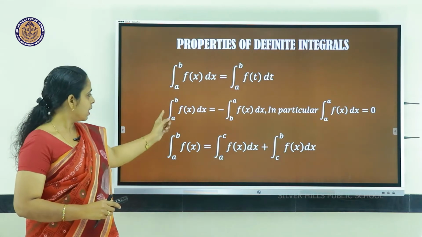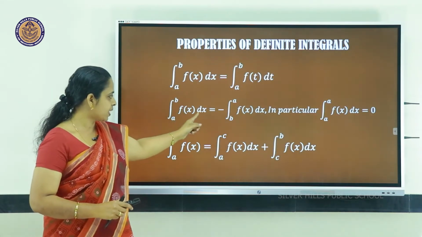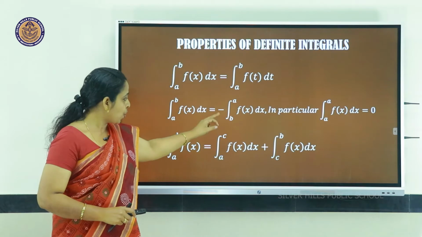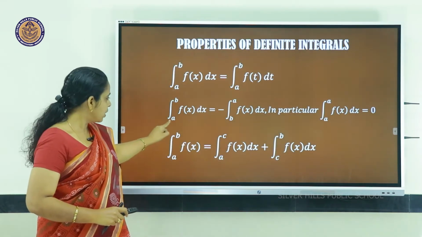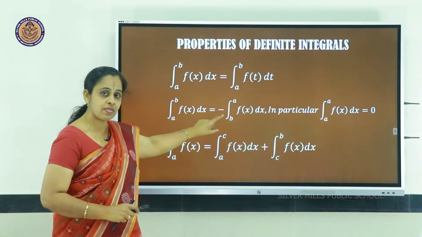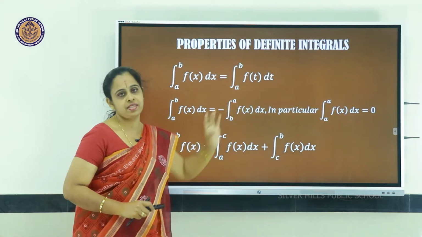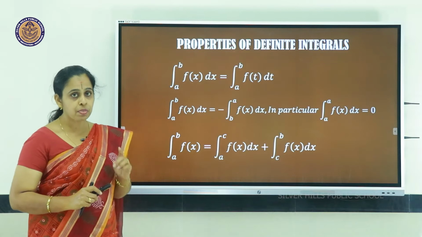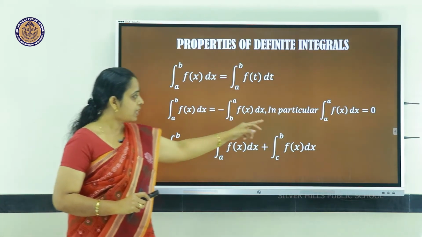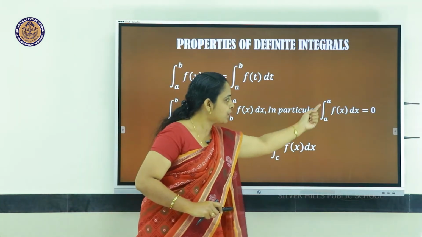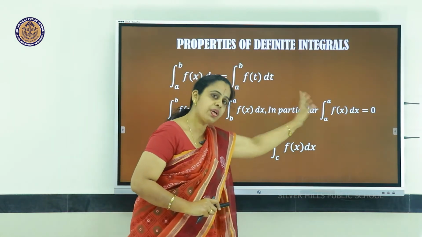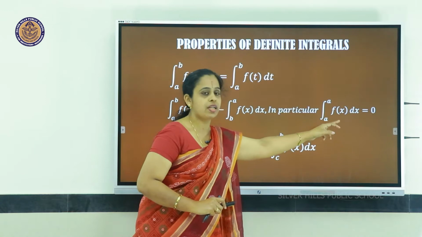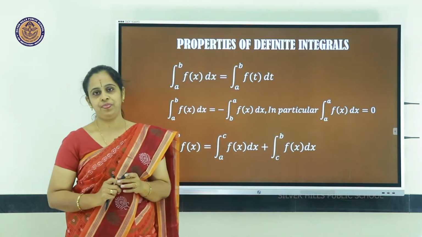Second, integral a to b f(x) dx is equal to minus of integral b to a f(x) dx. Here the limits a to b are reversed to b to a. In particular, if we are integrating from a to a, without changing the limits, then the value of the integral will become 0.